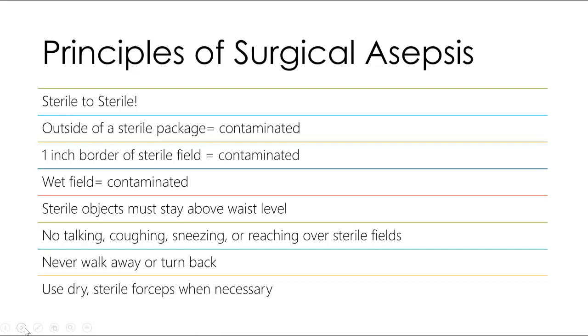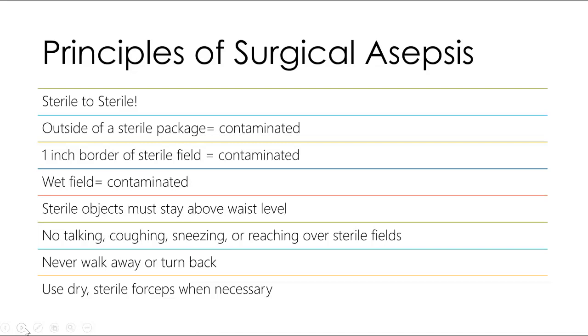No coughing, sneezing, or reaching over the sterile field. Microbes can travel through gravity, so it's very important that we only reach over our field with our sterile gloves. If we reach over and our whole forearm is going across the sterile field, and we don't have a sterile gown on or anything like that, then that would be a contamination of our sterile field. And then, of course, talking, coughing, sneezing, those are all going to introduce microorganisms into that sterile field, making it no longer sterile.